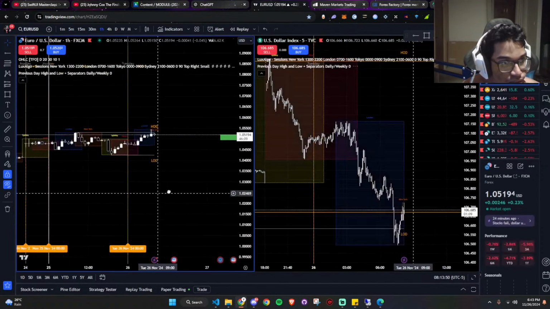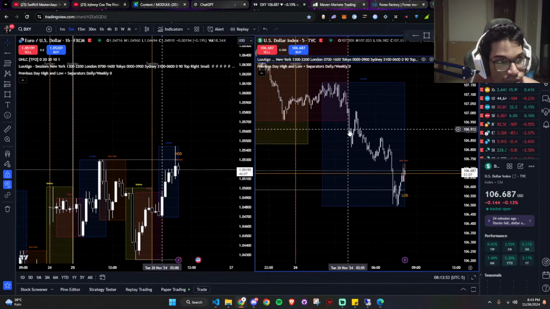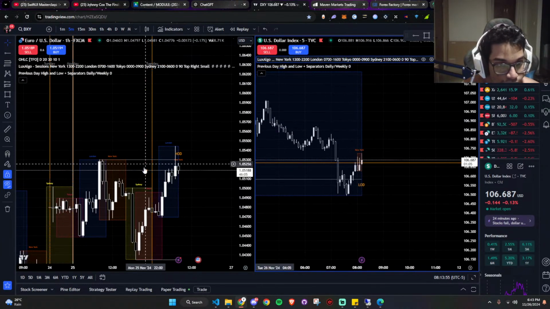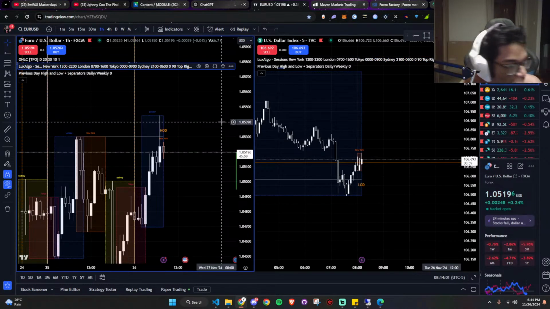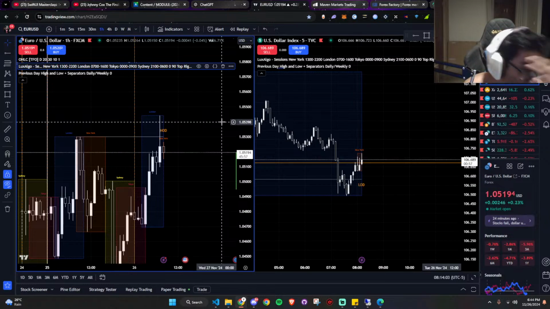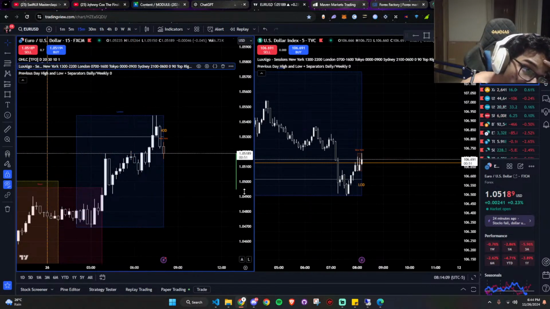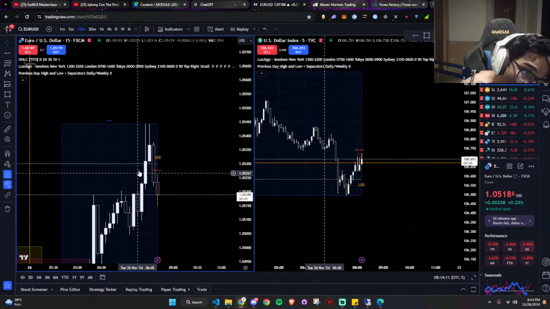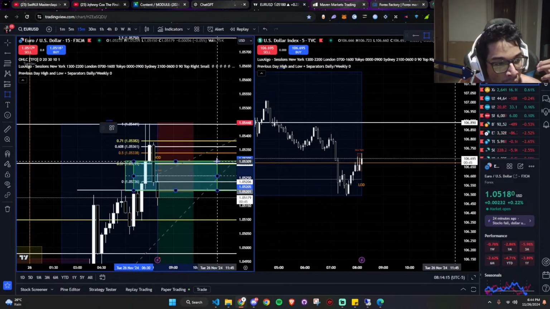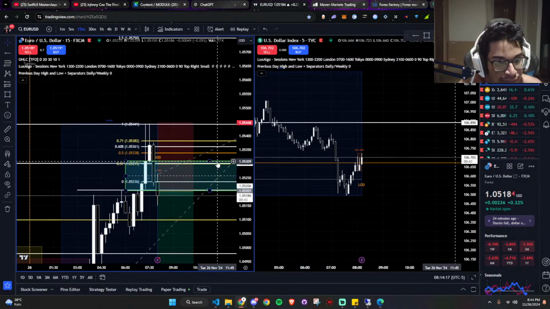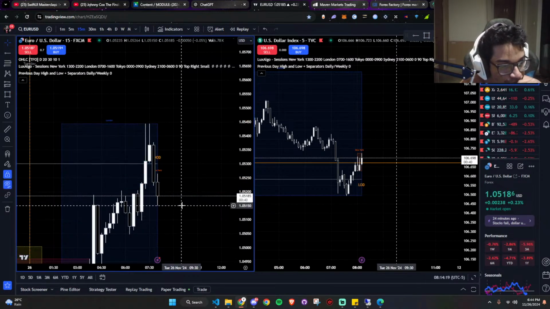DXY. NY wants to go for one more SMT. I feel like once the NY SMT is done, that's when I would really expect price to move, regardless of where we're going. I feel like this is gonna hold. This will in fact hold.